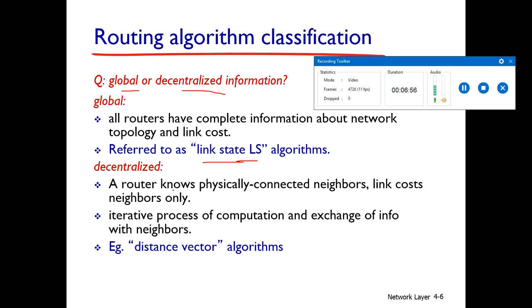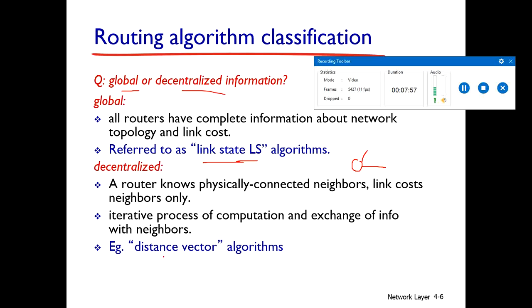Decentralized. So in decentralized, a router knows its physically connected neighbors and the link cost of the neighbor. For example, if I am a router, I will only know the link cost and my next connected routers. So it's an iterative process of computation and exchange of information with the neighbors, and the example is the distance vector. In case of decentralized, the calculation of the least cost path is carried out in an iterative and distributed manner. No node has complete information about the cost of all the network links, and instead each node begins with only the knowledge of the cost of its directly attached links. Then through each successive iteration, by the process of calculation and exchange of information, the router comes to know and calculates the least cost path to the destination or the set of destinations.